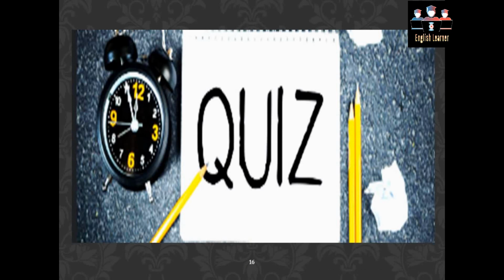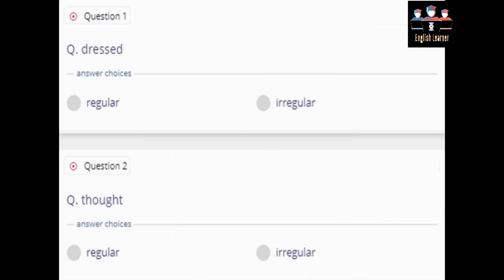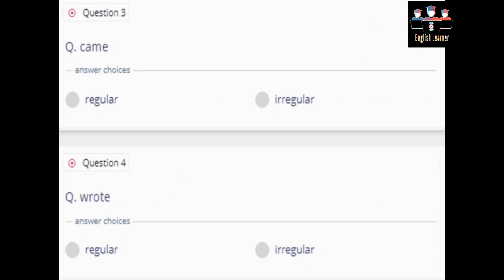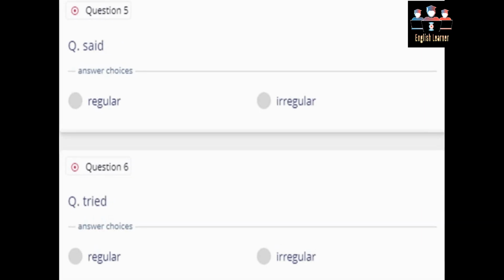Let's have a quiz. Question number 1. Is dressed a regular or irregular verb? Question number 2. Is thought a regular or irregular verb? Question number 3. Is came a regular or irregular verb? Question number 4. Is wrote a regular or irregular verb? Question number 5. Is sad a regular or irregular verb? Question number 6. Is tried a regular or irregular verb?